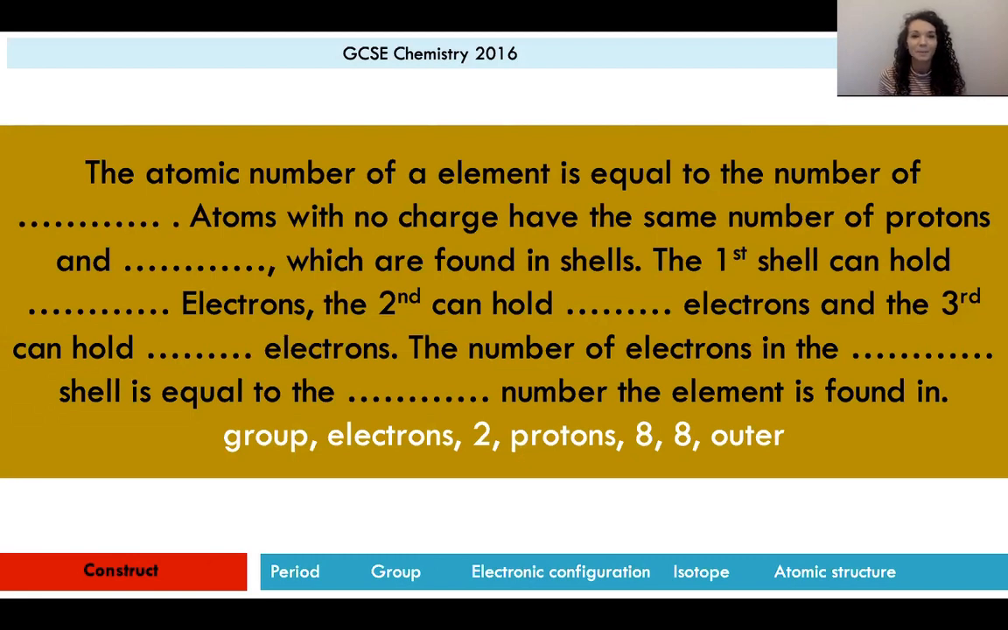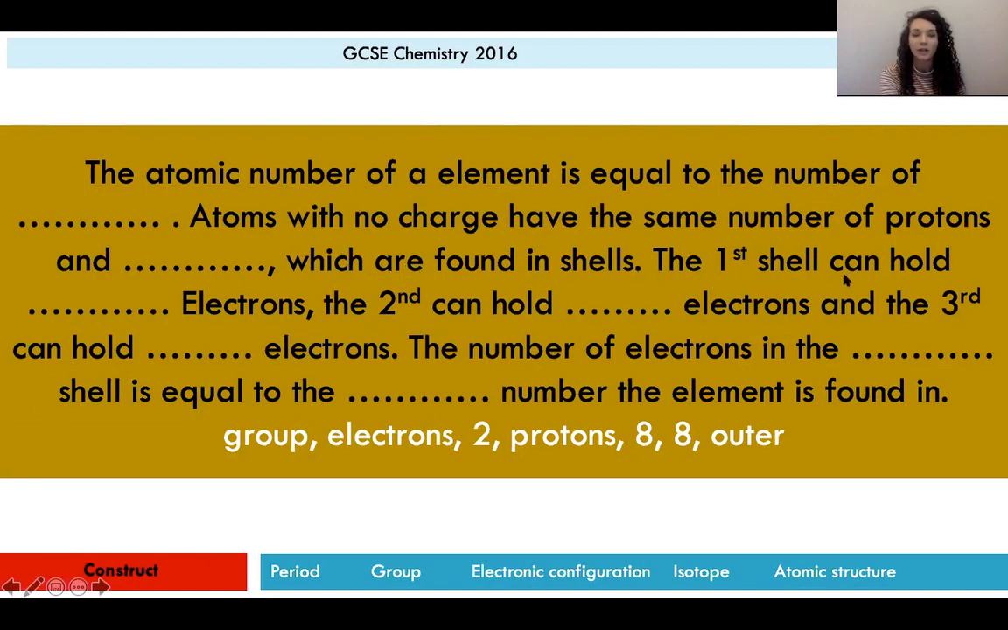Fantastic. Okay. So we'll go through it together, and feel free to shout out the answers. The atomic number of an element is equal to the number of, that will be protons. Atoms with no charge have the same number of protons and electrons. Remember, it's that seesaw idea. So the number of protons is positive, the number of electrons is negative. So when an atom is neutral, those protons and electrons are the same. So the same number of protons and electrons, which are found in shells.